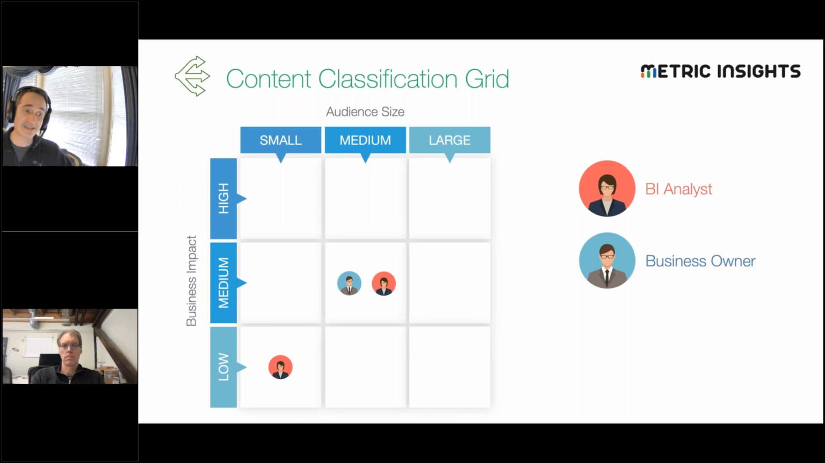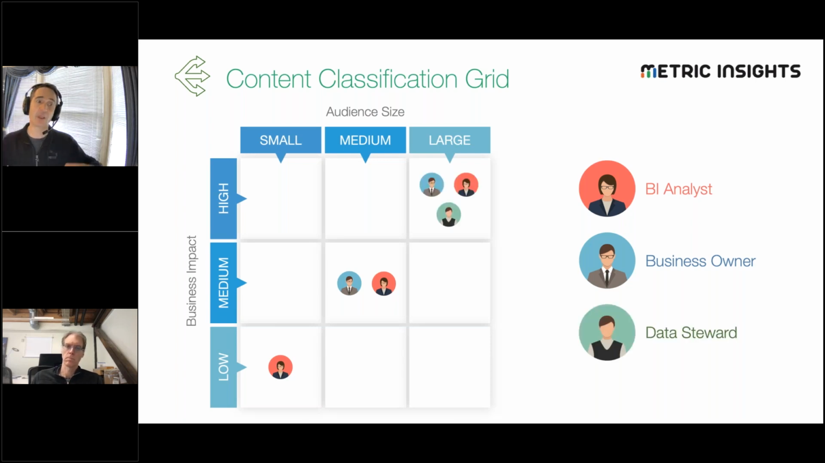Unnecessary. Maybe something that has medium impact and medium audience size, perhaps like that example that I gave you of the sales attainment, where sales reps are using it to understand how they're doing against goal. So there's a large audience, all the sales reps in your organization. It has medium impact because it would certainly have reputational impact if I'm not giving you the right information. It's going to be used for compensation, so there's impact there. Then you'd have the business owner and the BI analyst working together to make sure that the content is governed properly. And then something with a large impact and a large audience.